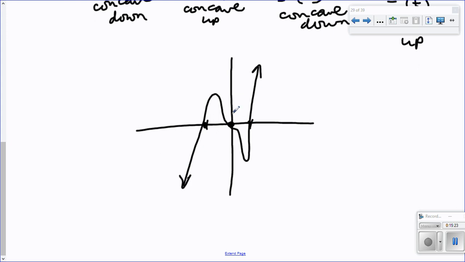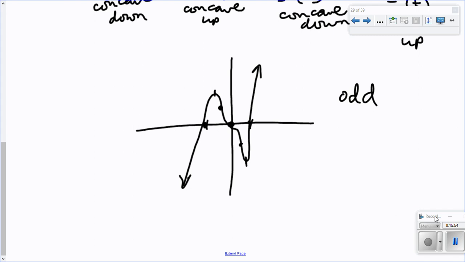And there's a symmetry. It is an odd function, right? The function had degree 5, so it's an odd function, and odd functions have symmetry about the origin. And there's this bend here. I've got a local max, a local min. There's a point of inflection: concave down, concave up, concave down, concave up. And that's kind of what it looks like.